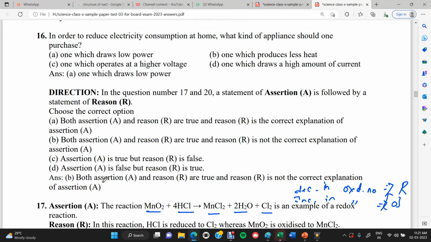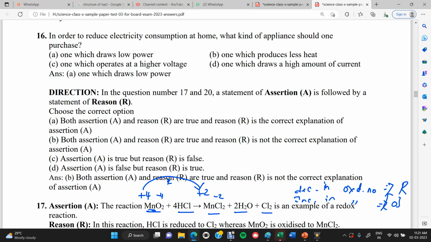Let us find the oxidation number of manganese here. Each oxygen carries minus 2 charge, so two oxygens give minus 4. So the oxidation state of manganese will be plus 4 here. In MnCl2, two chlorines give minus 2, so the oxidation state of manganese will be plus 2. The oxidation state of manganese has reduced from plus 4 to plus 2. So reduction has taken place here, because a decrease in oxidation number is reduction, right?